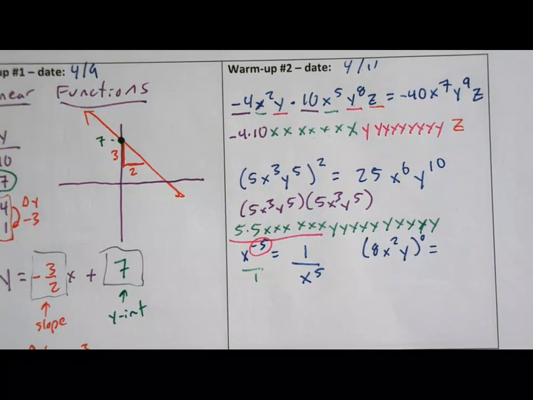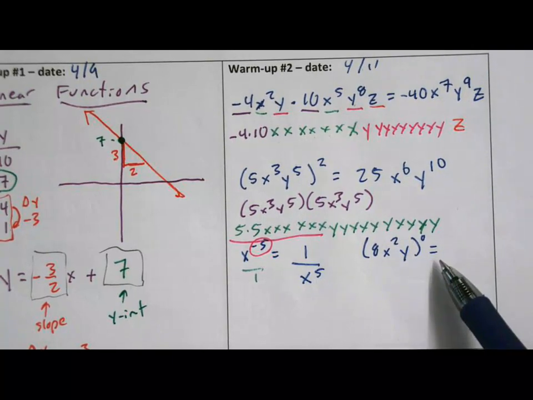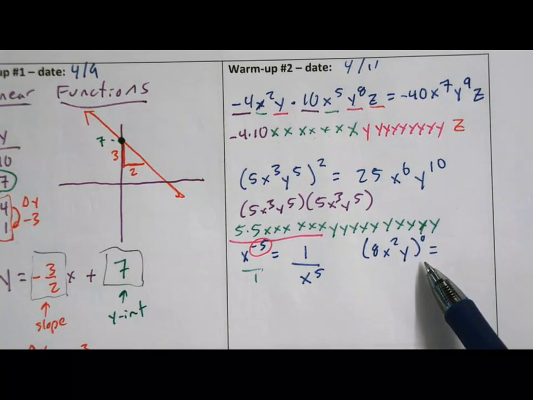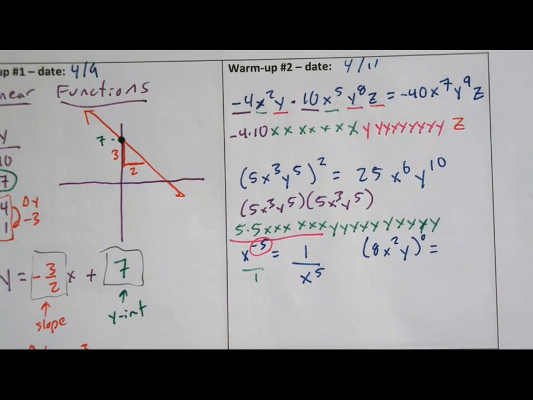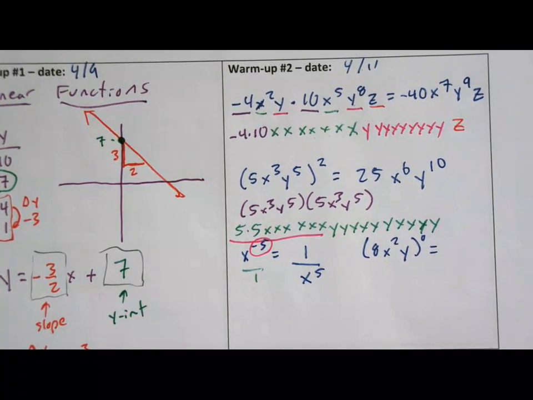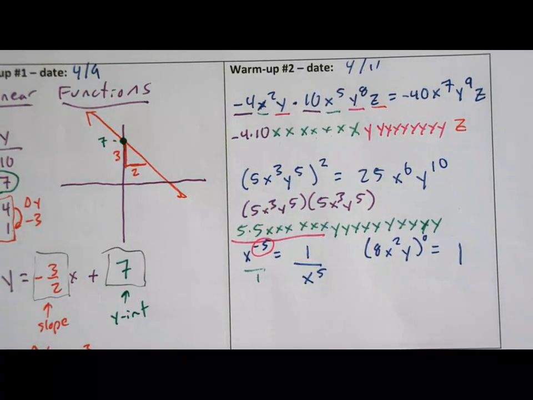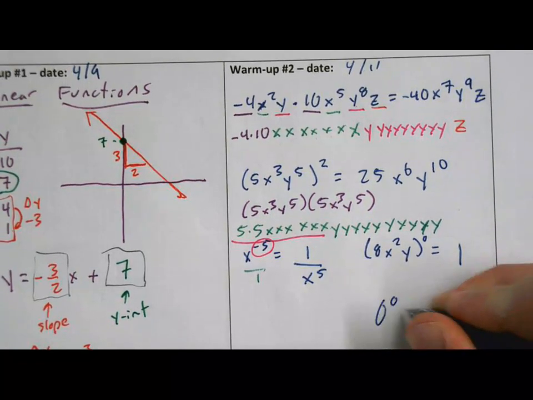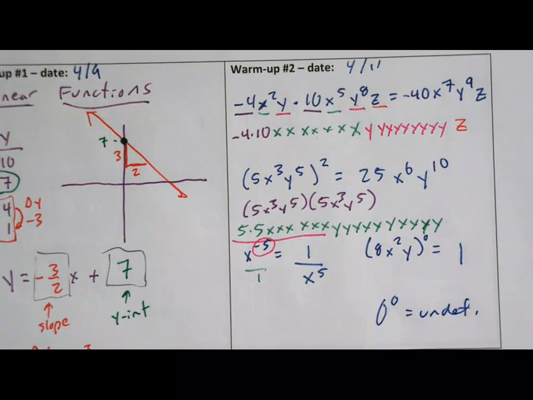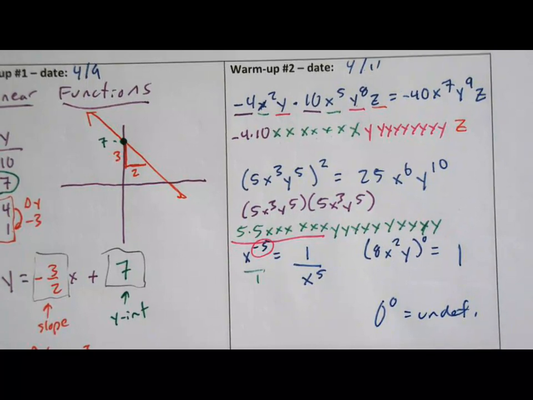This last one I'm hoping everybody got right. We did a lot better on this for this test than we did on the first one. Anything to the 0th power is equal to, what is it? 1. So the most common mistake is 0. That's not correct. It should be equal to 1. Anything to the 0 power is 1, with one exception: 0 to the 0 power is undefined. All right, any questions on our warm-up?